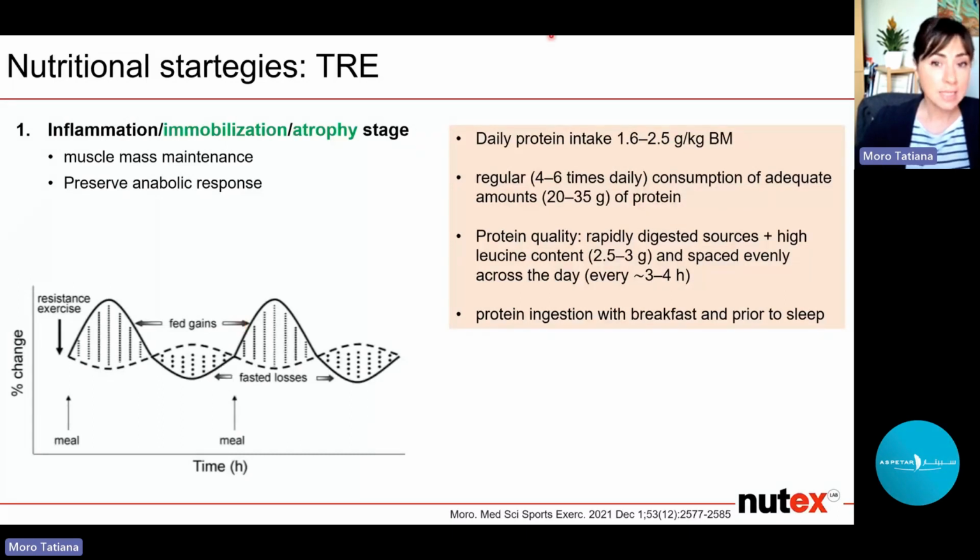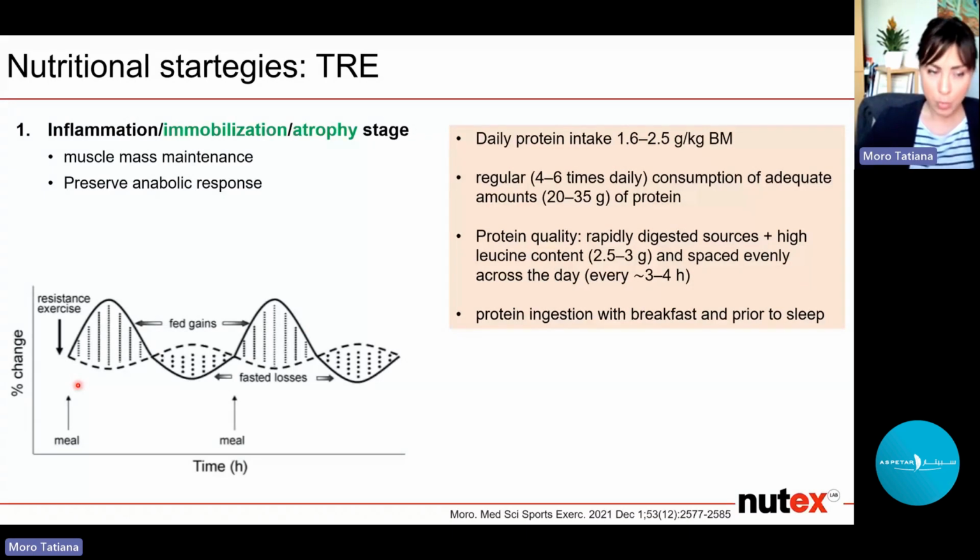To stimulate at maximum the muscle protein synthesis of our athlete, we should increase the daily intake of protein, and so give them at least 1.6 or up to 2.5 grams per kilogram of body mass. We should refeed them regularly with protein, which means 4 to 6 times a day with an adequate amount. We need about 20 to 30 grams of protein to have a maximum stimulus of muscle protein synthesis at each meal.